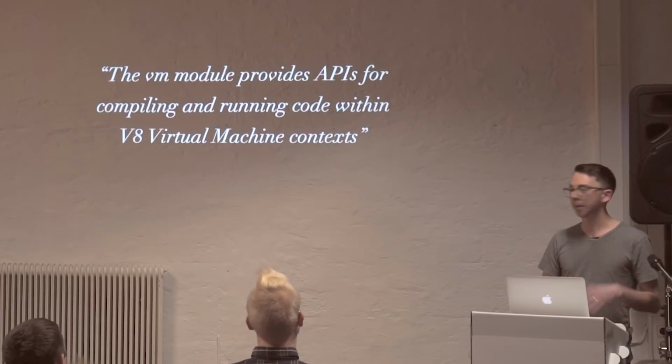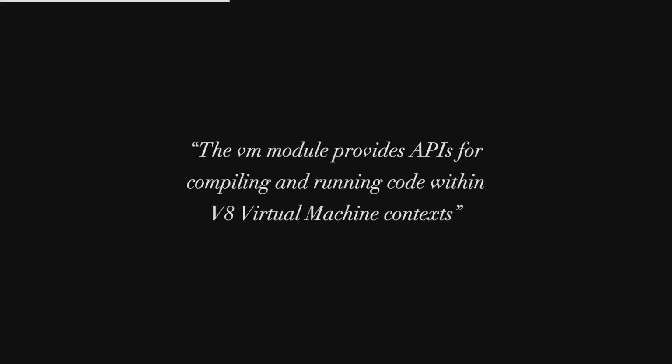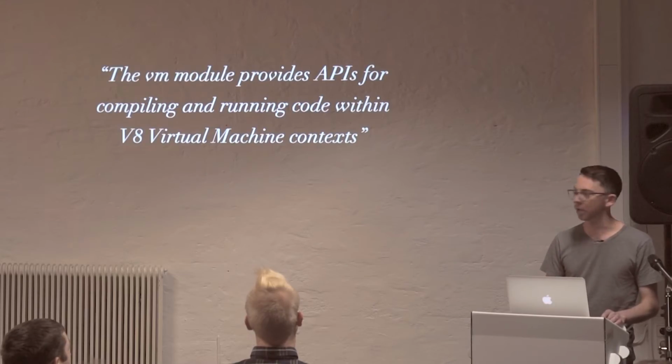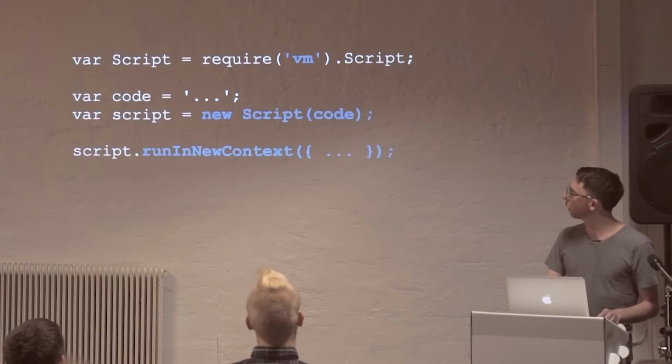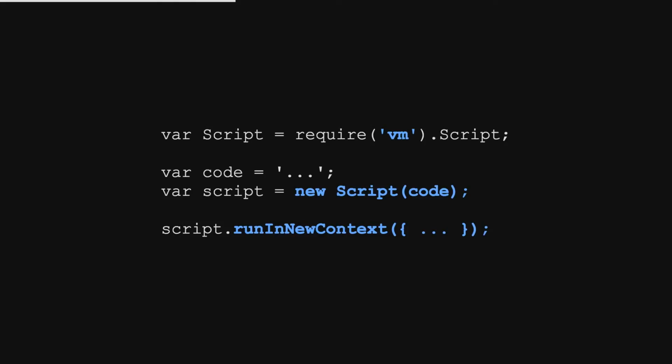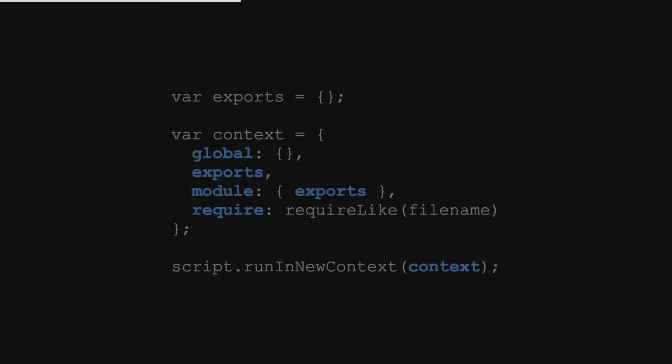And if I'm just going to read out the docs for you, it basically says that the VM module provides APIs for compiling and running code within V8 virtual machine contexts. So basically, it's just a supercharged eval. It's super configurable. So what that lets you do, if you use this script constructor that's on that module, you can create a new instance of this script by passing in the string of the code that you want to execute. But importantly, on that last line, you'll see there that you can run that script in a new context that you define. You pass in the context that this script's going to run in. So if you want to create a node-like environment for this script to run in, you can do something like this.